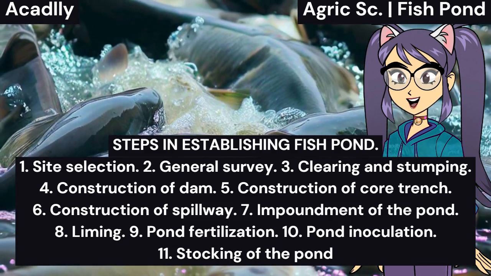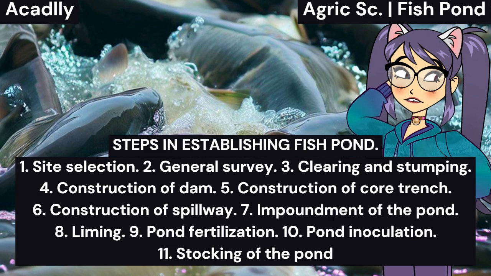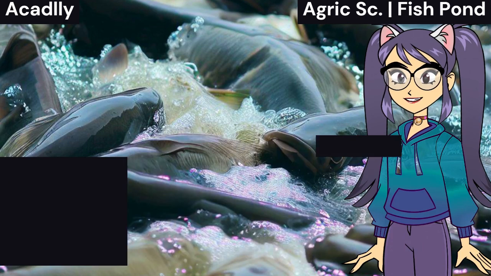10. Pond inoculation. Introducing appropriate plankton species by transferring water from a plankton-rich pond to the newly fertilized pond. 11. Stocking of the pond. Introducing fingerlings or fries, which are baby fish, into the pond.